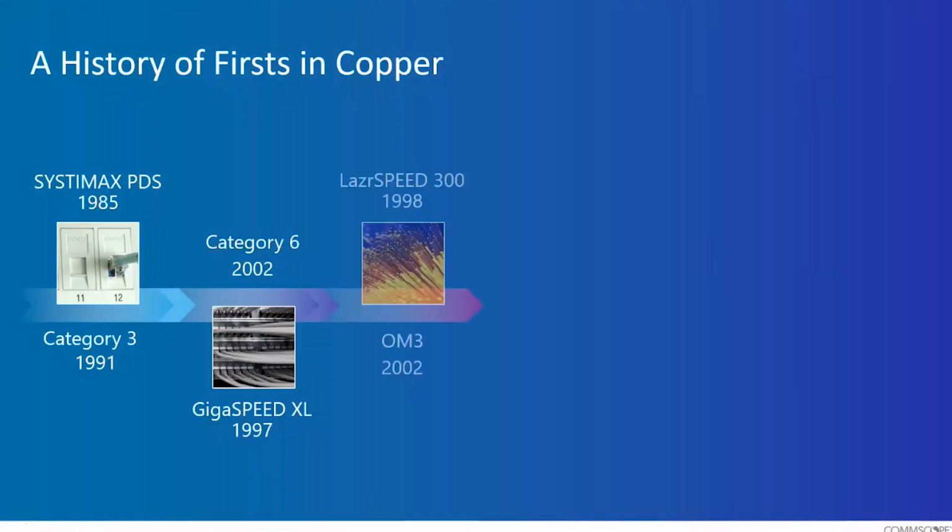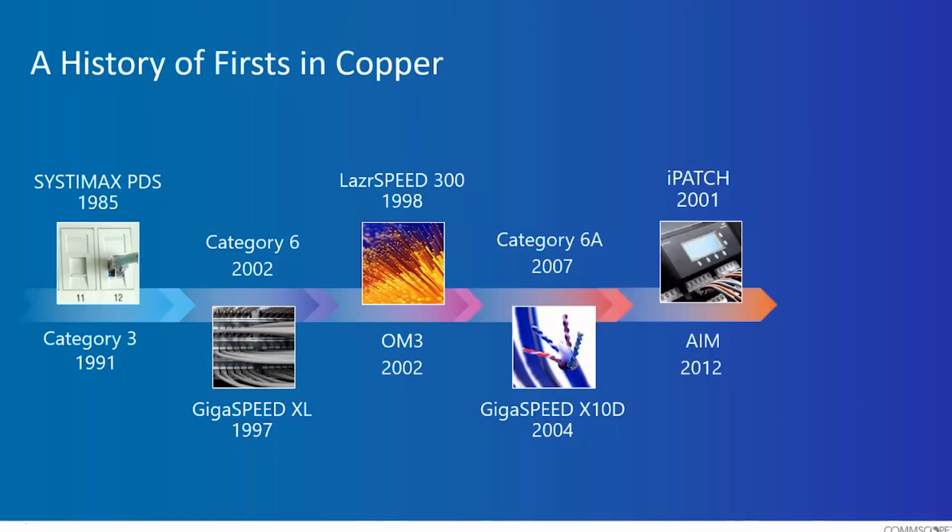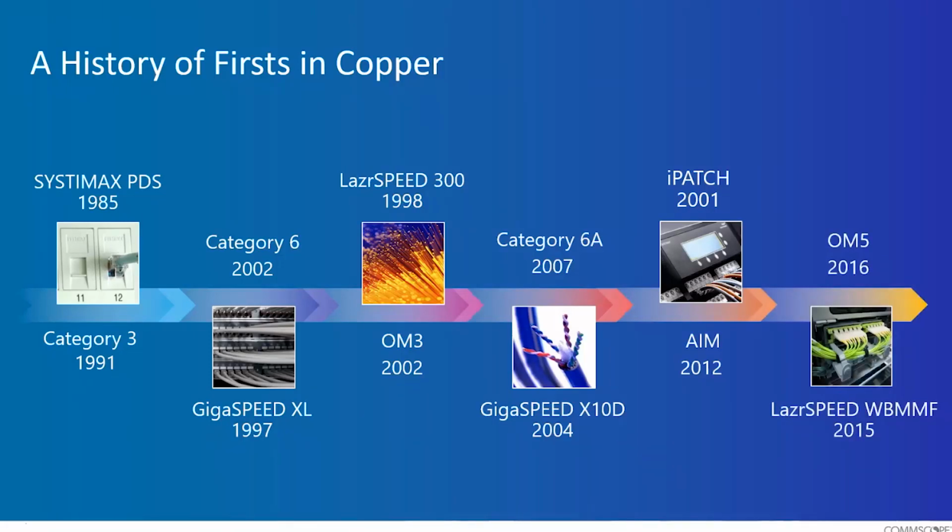Some of the proud slides say it is a history of firsts in copper. As I mentioned, we have a lot of patents and innovation. For example, in 1985 itself, we got something called SystemX PDS solution. PDS is nothing but Premises Distribution System. That kind of solution became the entry level of Category 3 in 1991, when the standard was approved and it was rated as Category 3. Same way, in 1997 we got something called GigaSPEED XL, which became an approved and ratified standard, becoming Category 6 in 2002. Same way for CAT6A also, in 2004 we got something called GigaSPEED.